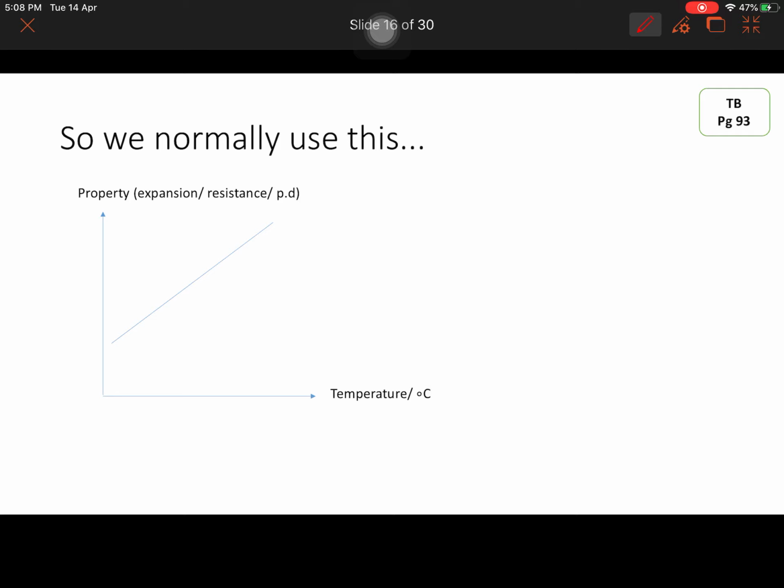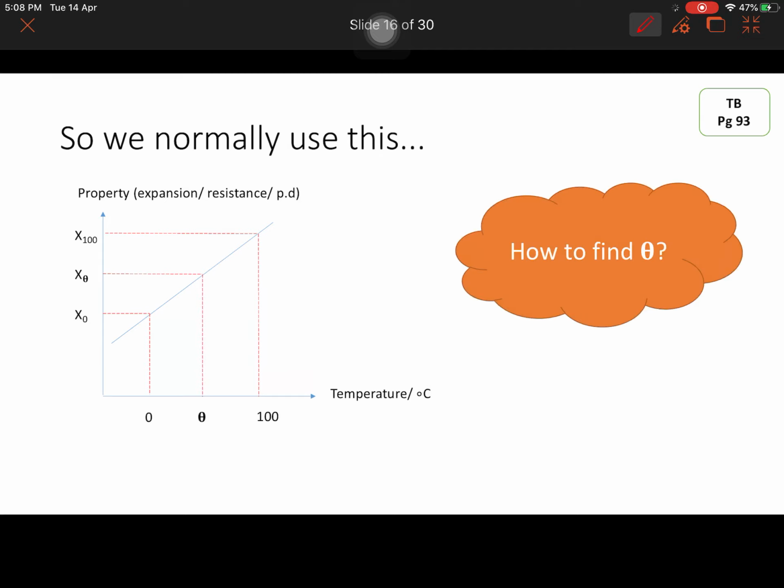Okay, so we normally use something that has a linear relationship. When you have a graph that looks like this, how do we find temperature theta? You also did this in IGCSE, right? You need to use ratio and proportion. If you're not sure how to do it, please come and look for me for support.